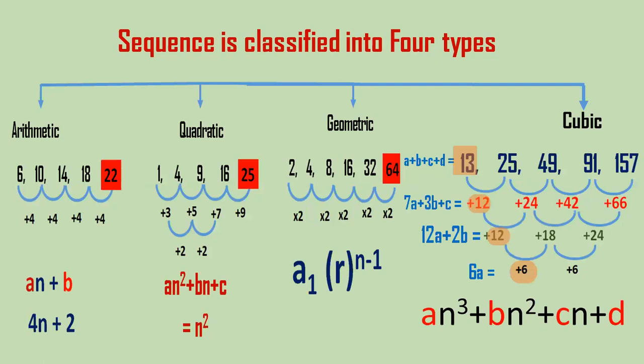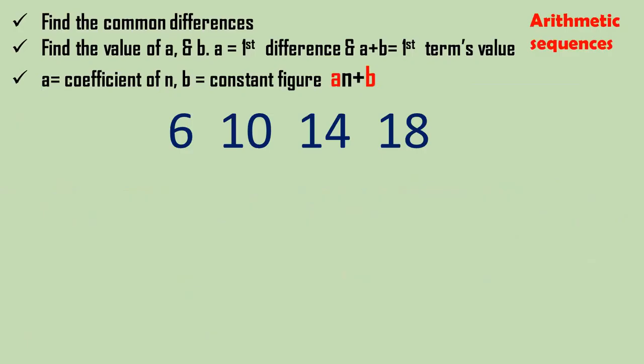While a cubic sequence is comparatively more complex. Why? Because we find the first difference, that's not common. We proceed to the second difference, that's also not common. And the third difference is common. So we're going to use this formula, n cubed plus bn squared plus cn plus d, to figure out its nth term value. We're going to see the first arithmetic sequence.